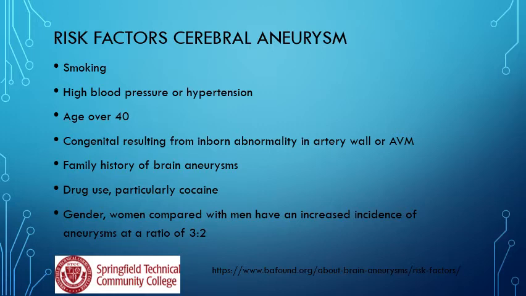There can be some congenital risk factors resulting from an inborn abnormality in blood vessels in the arteries, or an AVM, which stands for arteriovenous malformation. These are inborn, kind of malformed blood vessels that are at higher risk of having an aneurysm. A family history of brain aneurysms also puts someone at risk, and if someone has had a first-degree relative have a cerebral aneurysm, it is definitely recommended that they tell their PCP and get a screening CTA to rule out any aneurysms, because remember, these aneurysms are asymptomatic until they rupture.